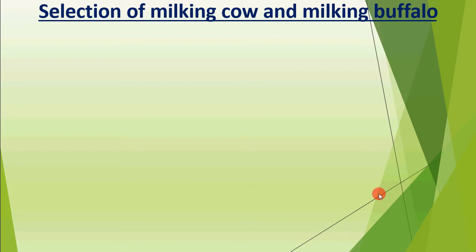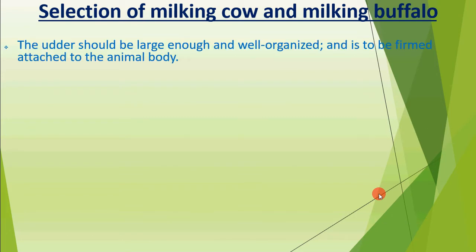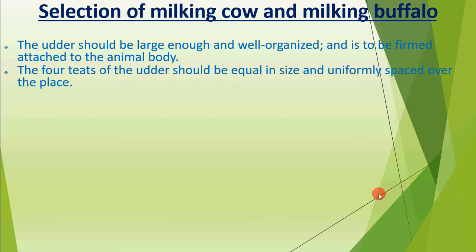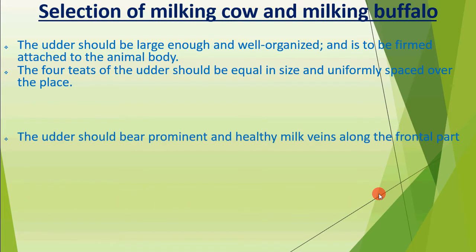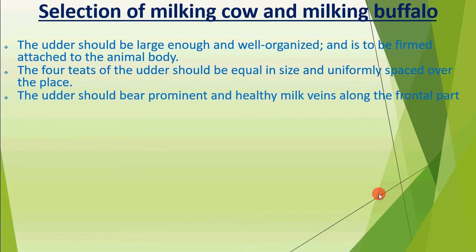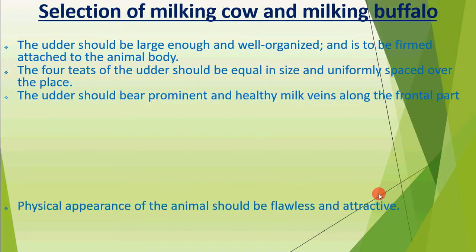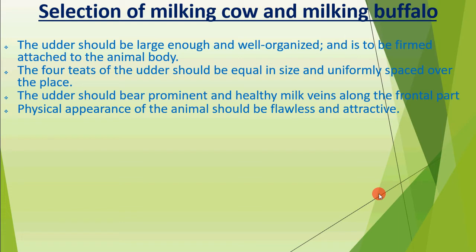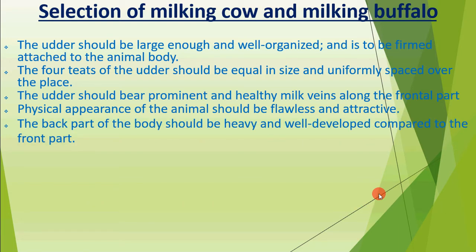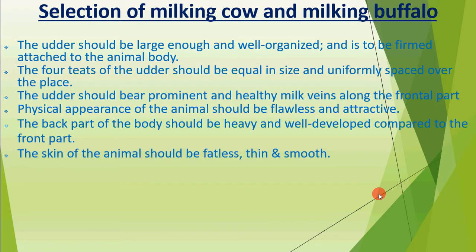Next point is selection of milking cow and milking buffalo. So what will be the criteria when you are selecting a milking cow and milking buffalo? A well organized and large enough animal should be selected, and the teats and udders should be equal in size, not uniformly spaced over the place. Then udders should bear prominent and healthy milk veins along the frontal part. The physical appearance of the animal should be flawless and attractive. The back part should be heavy and well developed compared to the front part.